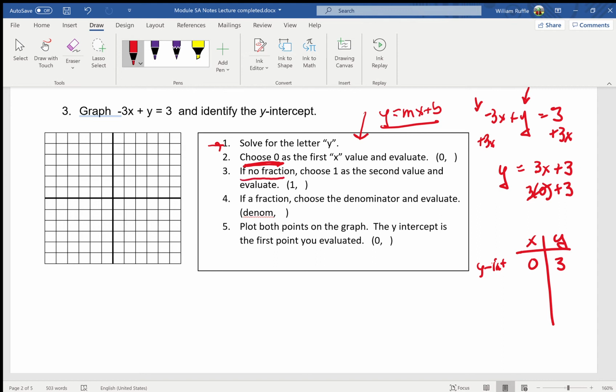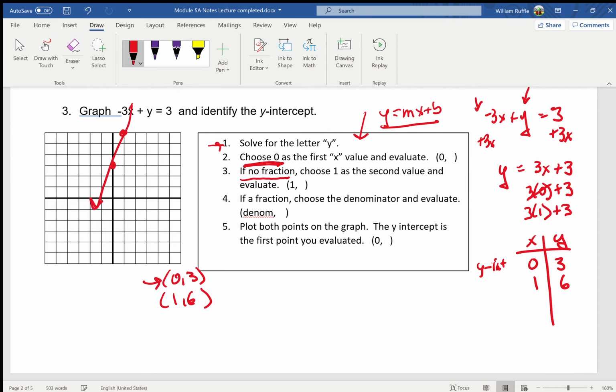Now, if no fraction, evaluate, the second value is the number 1. 3x plus 3 has no fraction, so I'm going to do 1. So it'll be 3 times 1 plus 3. Now, 3 times 1, almost as easy as multiplying by 0. 3 times 1 is 3, 3 plus 3 is 6, so my second point is this. So, when I graph this, I have 2 points right now. 0, 3 and 1, 6. I plot my first one, which is the y-intercept, go 0, 1, 2, 3, plot it. 1, 6, go 1, 5, 6, plot it.